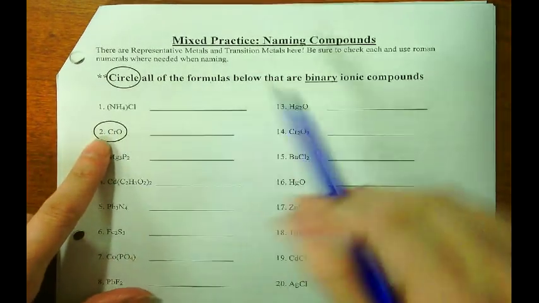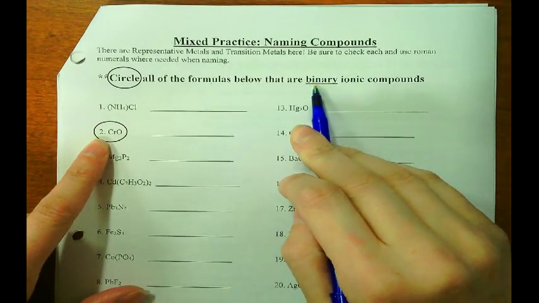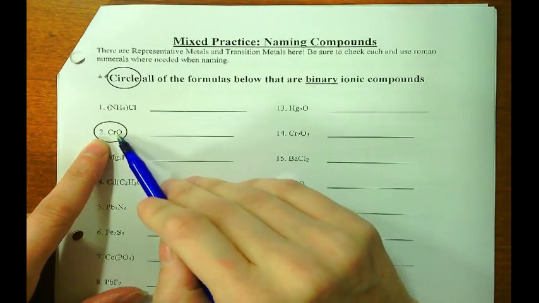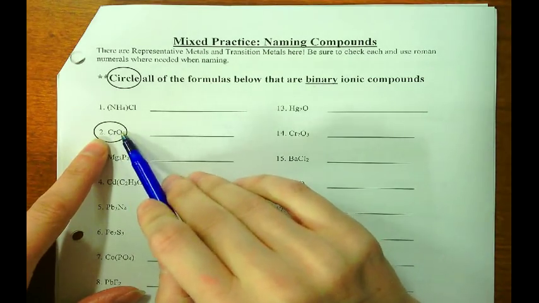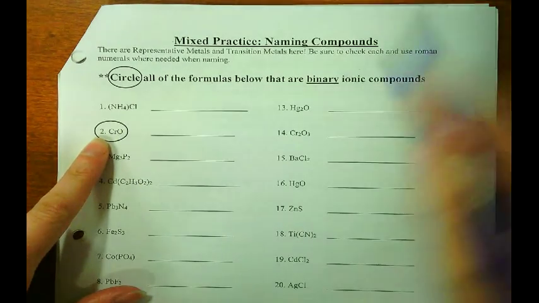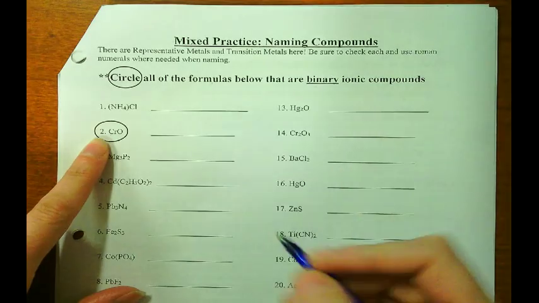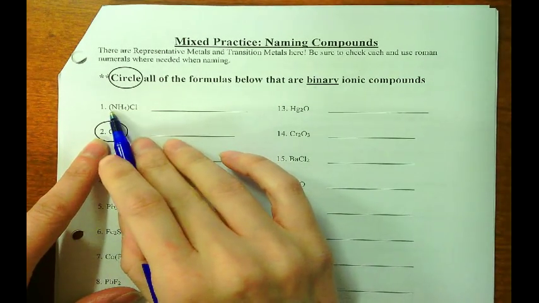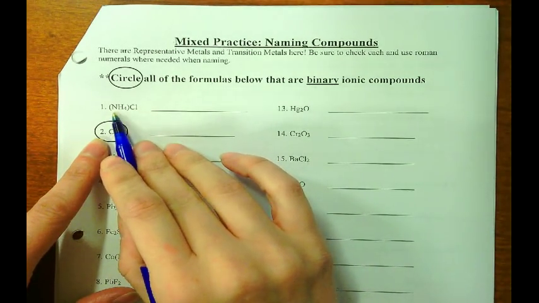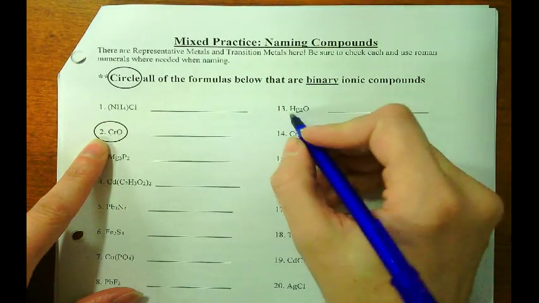And they showed you an example. So binary, just like bicycle, means two or two wheels. So chromium and oxygen, there's only two capital letters, which means there's two elements and two wheels, right? Binary. So when there's parentheses like this, that means there's a polyatomic. That's called a ternary compound.